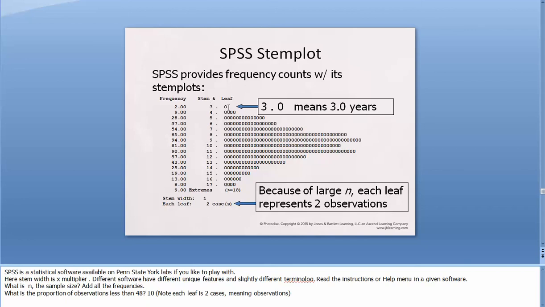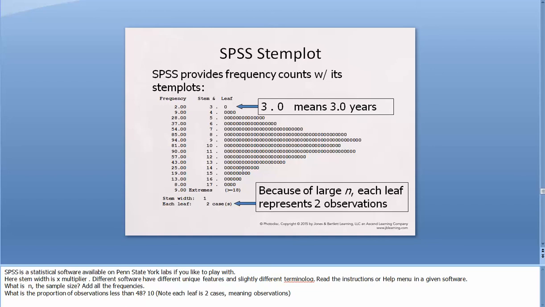This is like 3.0, and remember in the previous example we multiplied by the X multiplier. In the SPSS version, stem width is the same as the X multiplier. So that's what I have mentioned in here. Please read these notes. Stem width is the X multiplier, and in here it says it is 1. So that means the observations are the stem and leaf combined as they are. So 3.0 is one observation, 4.0 is the next one, another 4.0, and so forth.